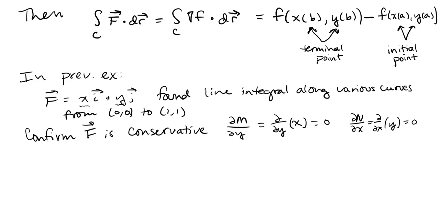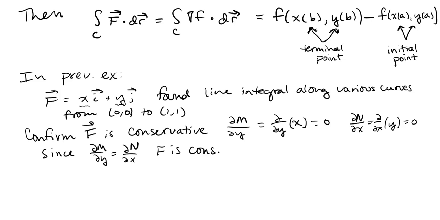So since these are equal, so since the partial of m with respect to y equals the partial of n with respect to x, we're just writing all kinds of typos, that's okay. Since the partial of m with respect to y equals the partial of n with respect to x, f is conservative.